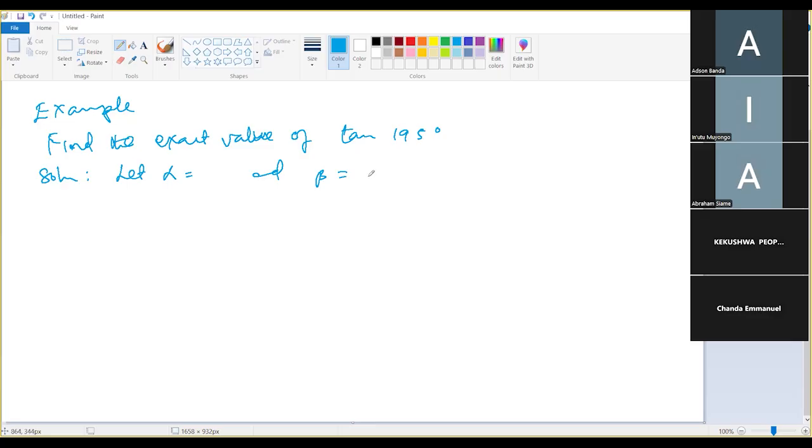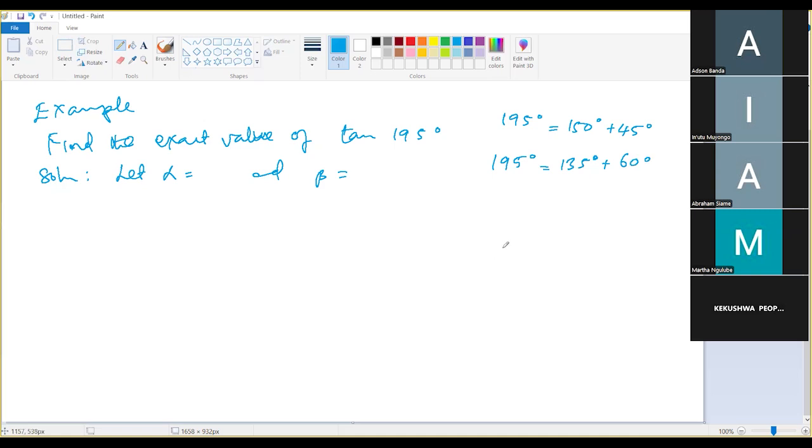You add. Okay. Any other? 135 and 60. So we are saying that 195 is equal to 150 plus 45 degrees, and also 195 is equal to 135 plus 60 degrees, right?